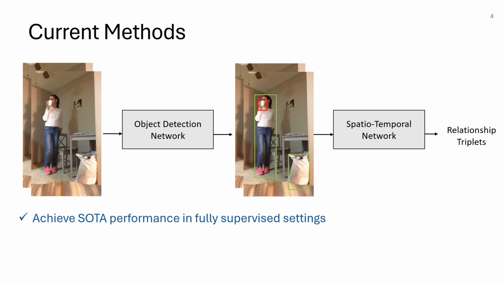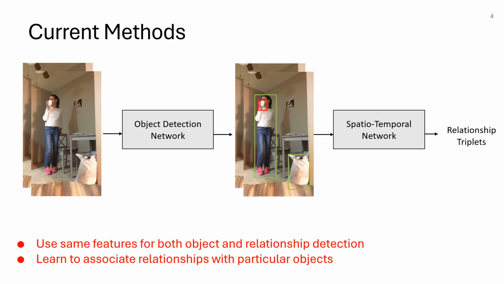There are two key aspects behind this performance degradation. Existing works use the same features for object and relationship detection. As a result, these networks learn to associate relationship with specific subjects and objects. We circumvent these limitations with the key concept of decoupled learning.